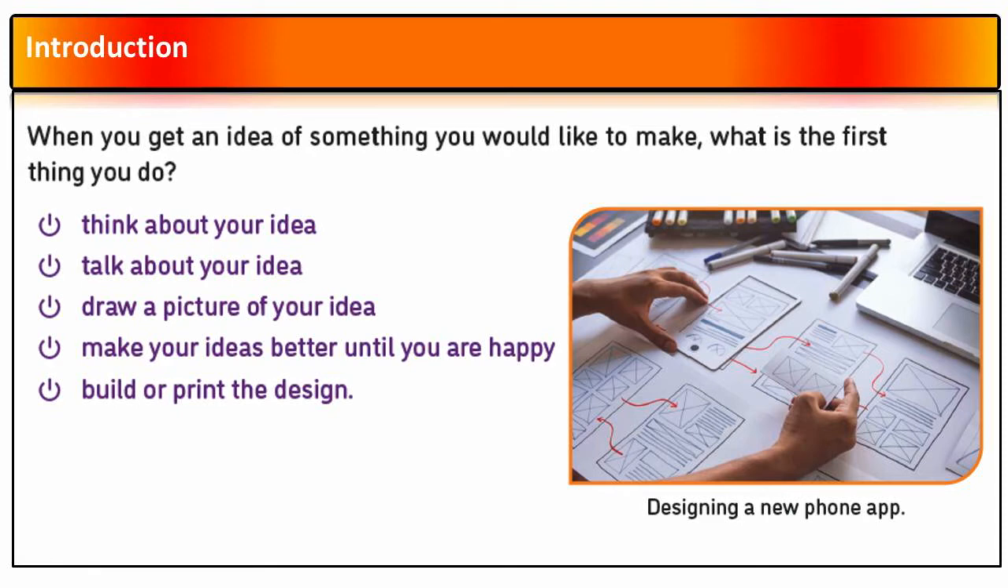When you get an idea of something you'd like to make, what is the first thing you do? There are different things people do. People think about the idea. People talk about the idea with others. People draw a picture of the idea or even write down the idea. People make their ideas better until they're happy. And lastly, build or print the design.